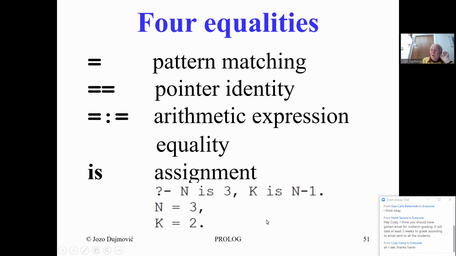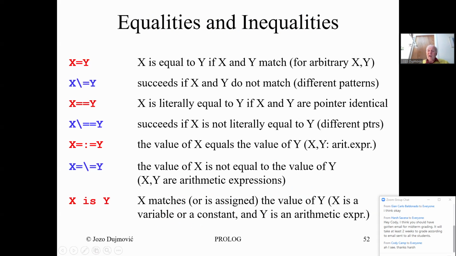One thing that you will see is that you cannot put here n is n minus 1, which is the way we do counters in procedural languages. That is not the way this is done in PROLOG. In PROLOG, this has to be different from n. It has to be another variable that is instantiated in this way. You cannot instantiate n from this n. You have to instantiate something else. So the 4 equalities are pattern matching, pointer identity, arithmetic expression equality, and assignment. Let us now see all of them.